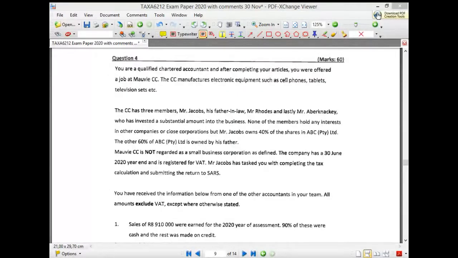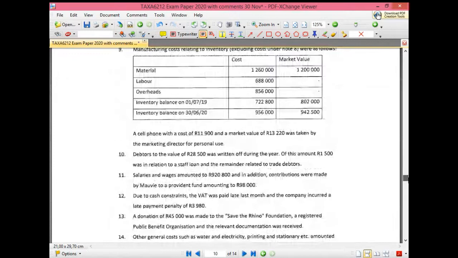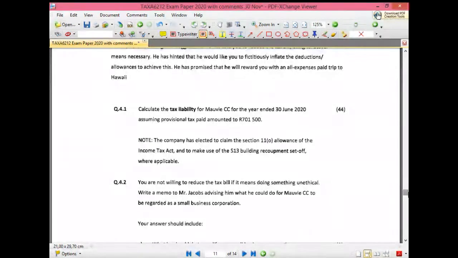Okay, if we move on to question number 4. So let's see what is required for question number 4. The first thing we do is scroll right to the bottom. Now you can see this is a very long question. So the first thing you have to do is calculate the tax liability. Read what they have asked you to calculate.